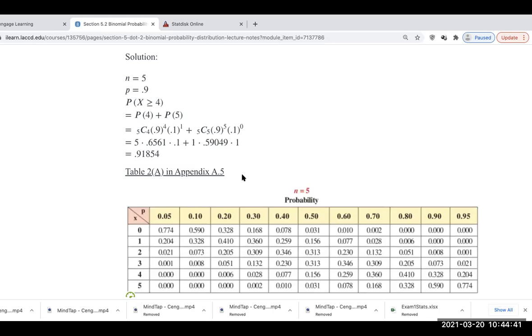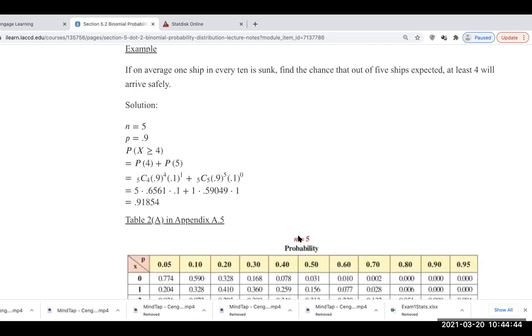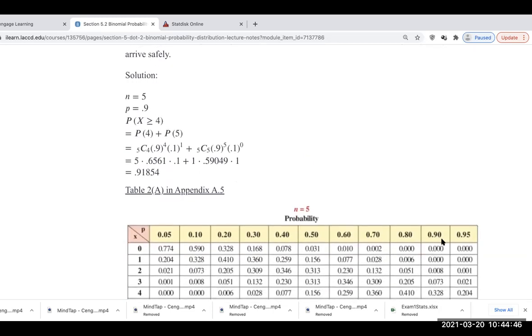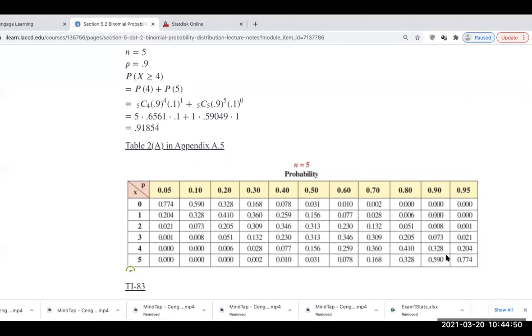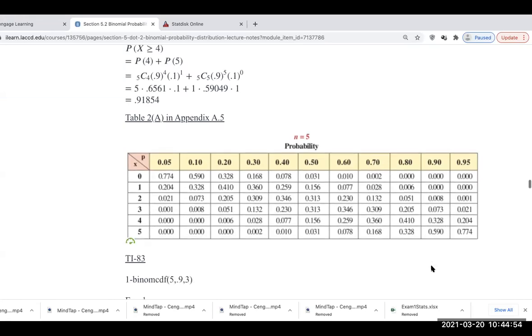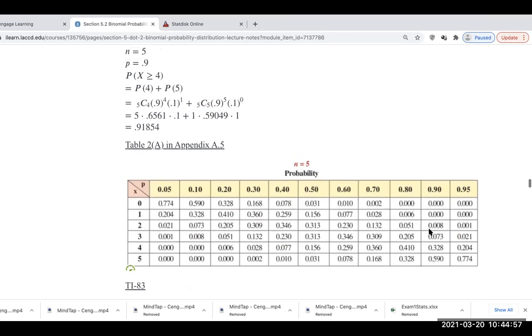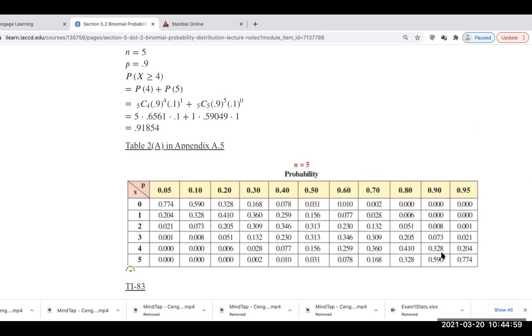Let's look this up in my table. So n in this case is 5, p is 0.9. I want to find the probability of getting at least 4 successes. So I will add up these two numbers here, 0.328 and 0.590. So if you add these up, you get 0.918.